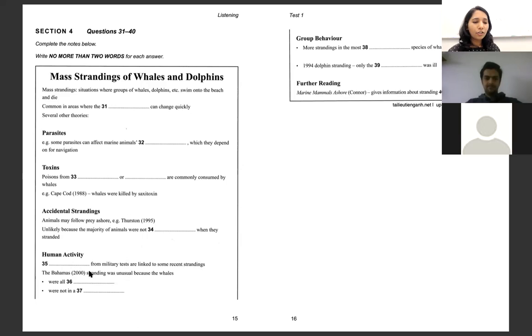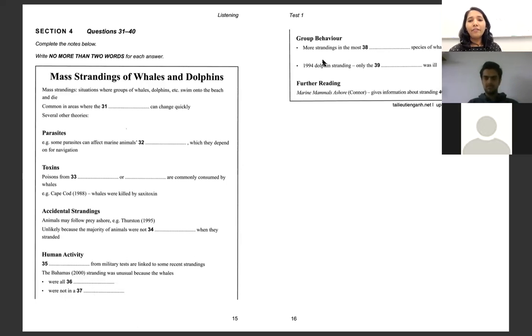The Bahamas 2000 stranding was unusual because the whales were all. So you should pay attention. So what was happening in Bahamas 2000 stranding? The whales were all firstly something, and then they were not in. So first thing they were, and then they were not in a something.